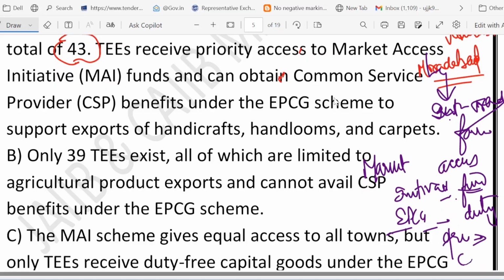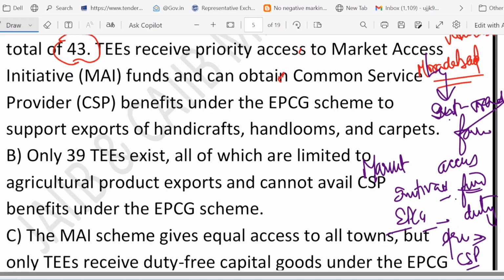As a common service provider. CSP means common service provider, to help small exporters in their cluster. So these are the 2 benefits. They can take help of the EPCG scheme, using the common service provider. Under EPCG, they can import machines duty free as a common service provider to help small exporters in their cluster.